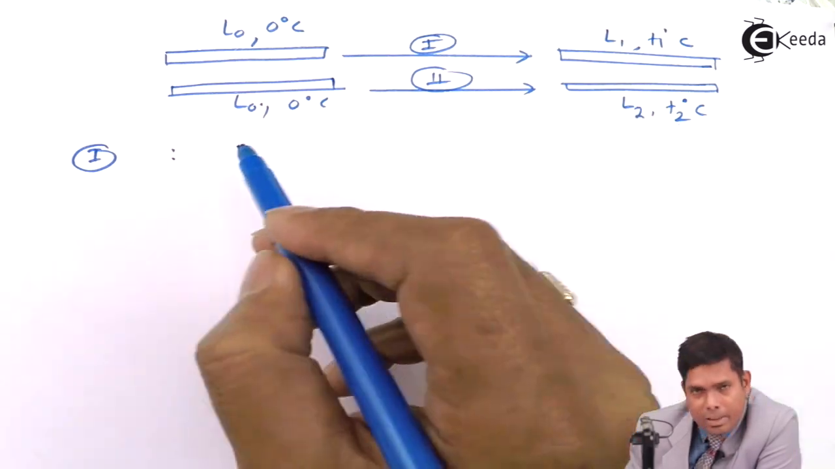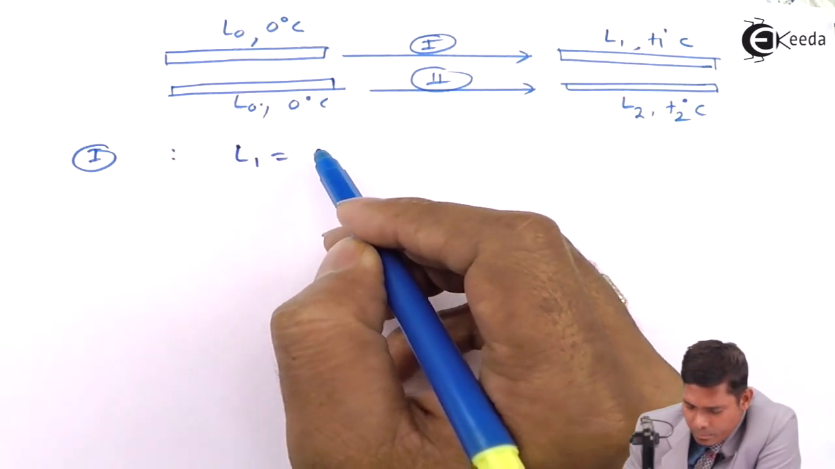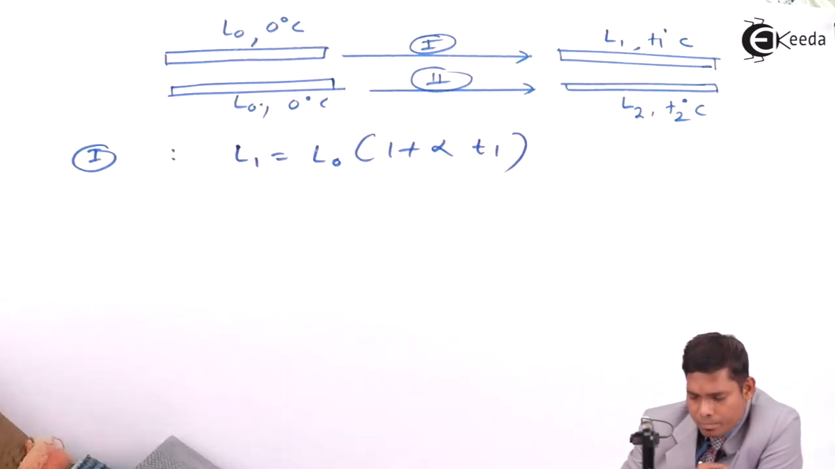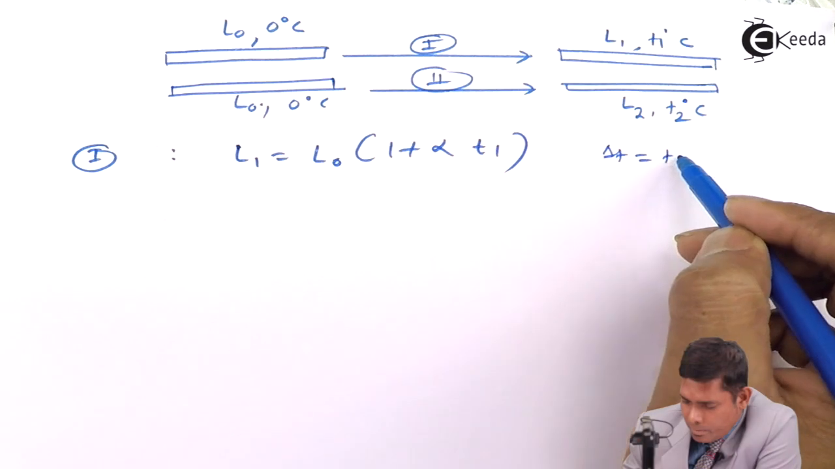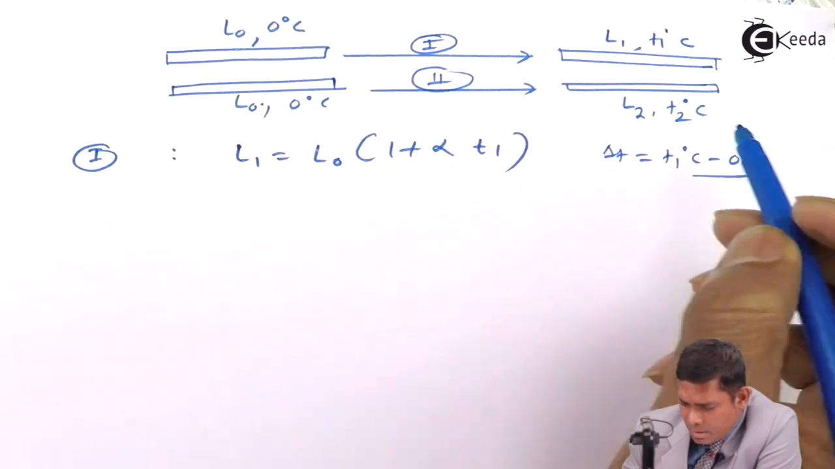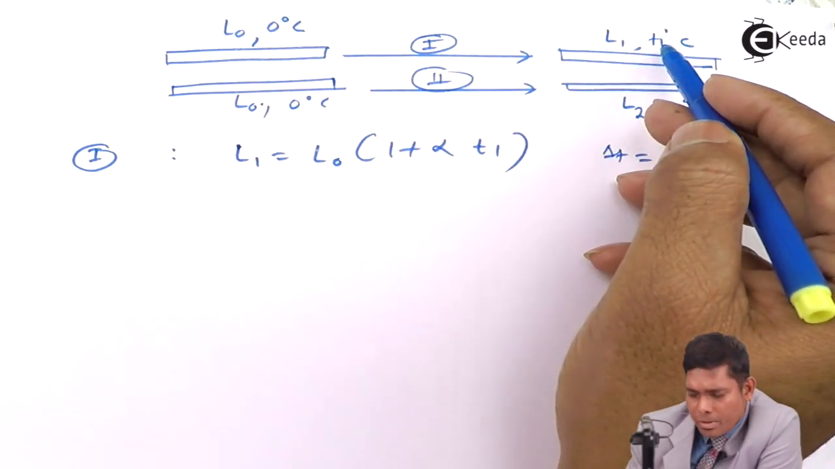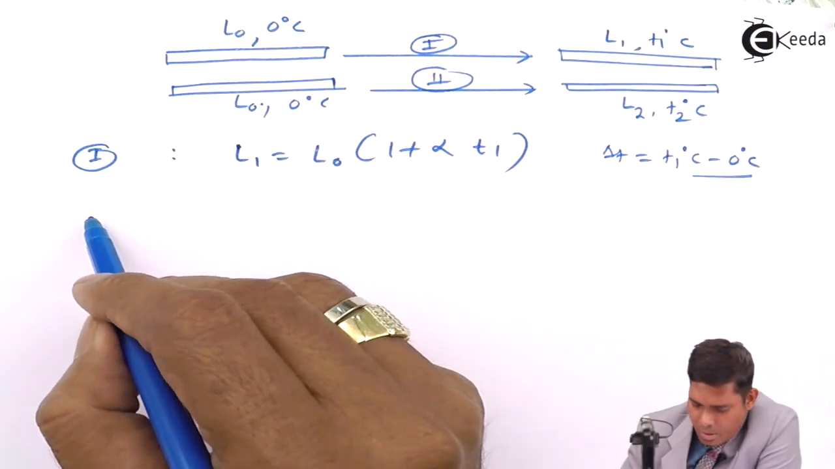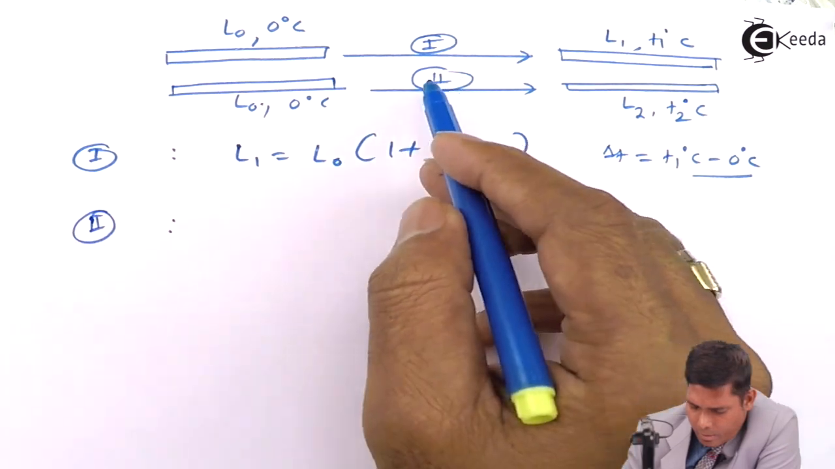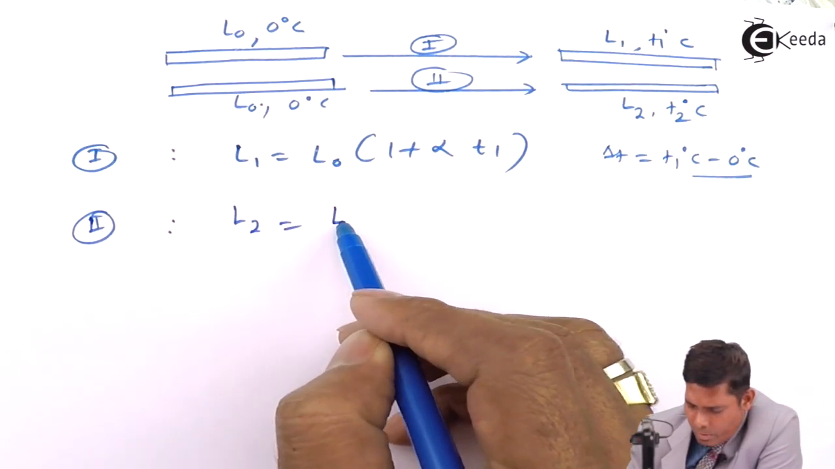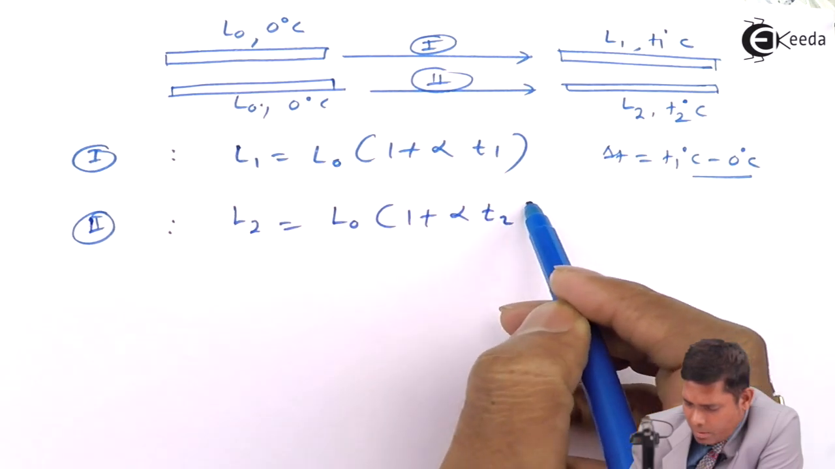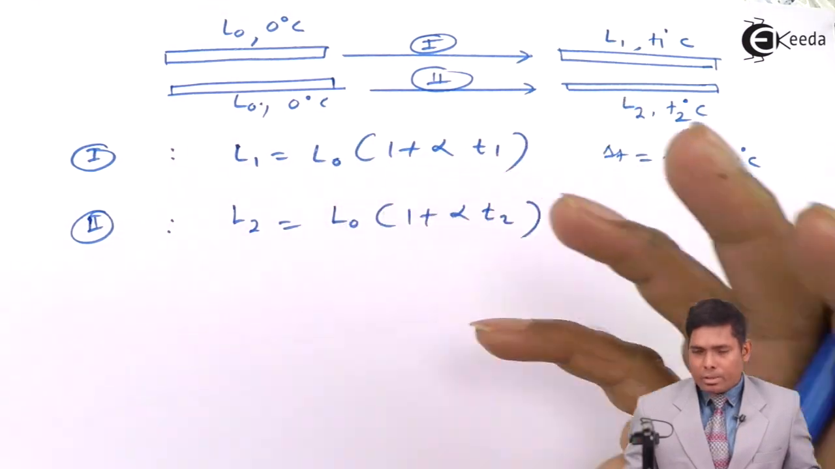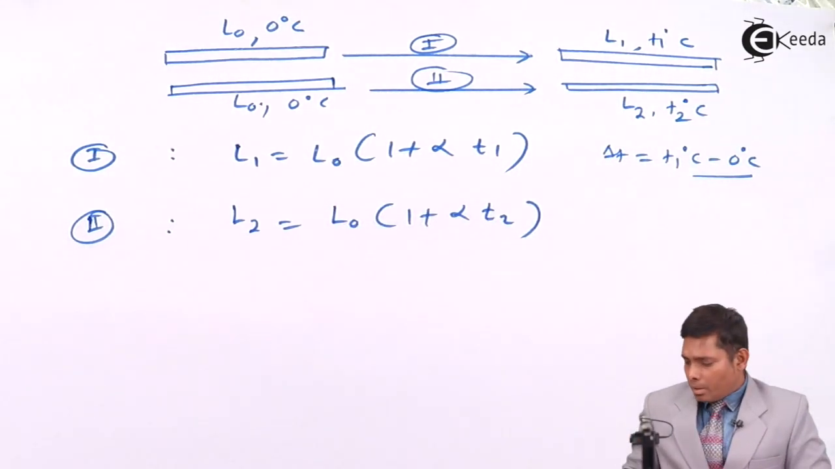we have the general equation L_T equals L_0 into 1 plus alpha delta T. Here L_T means L1, and delta T means T1, because delta T is the final temperature minus the initial temperature. The initial temperature is 0 degrees centigrade, the final temperature is T1 degrees centigrade. Second, if I write this equation, this will be L2 equals L0 times 1 plus alpha T2. Again, delta T is the final temperature minus 0, which is the same number.